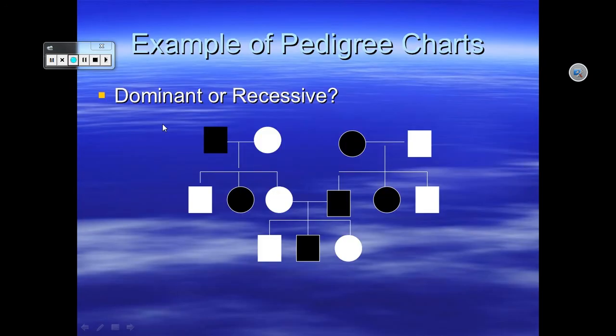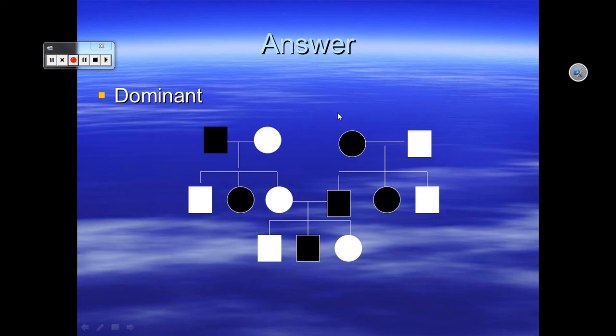All right, here's the first example. So is this pedigree chart dominant or recessive? So let's look. First of all, is the trait expressed in every generation? That means in every horizontal line, if you follow my cursor, do we have a shaded figure? And the answer to that is yes. So that tells us automatically that this trait is dominant.